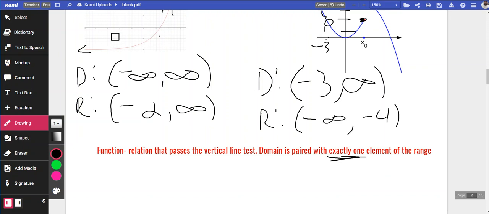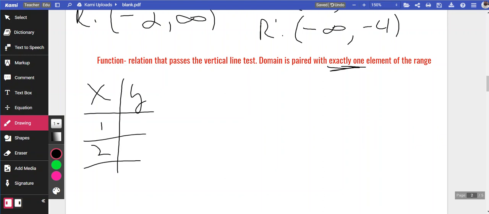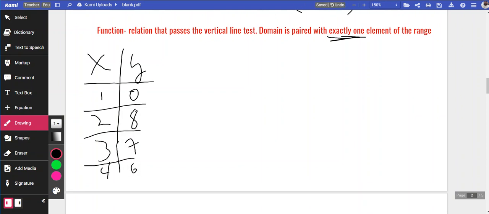Now there's a lot of ways you can do this. What I tell people is if you look at a table, like here's a function, x, y. Here's 1, 2, 3, and I got 4, 0, 8, 7, 6. Look at your x's. Do they repeat? No, we're good. It's great. X's do not repeat, they're good. So that's a function.